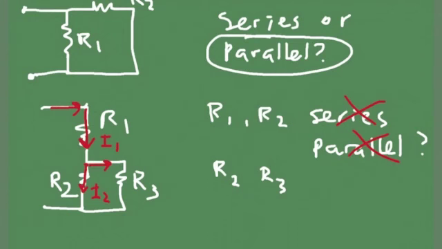Okay, what about 2 and 3? Are they in series or in parallel? Or neither? That should be parallel. I think that you all see that. Because they're connected by a continuous cable on this side and on that side, right? Okay, next circuit.